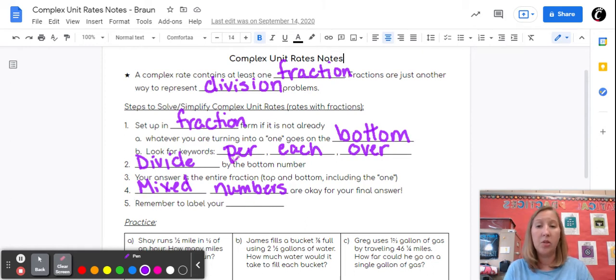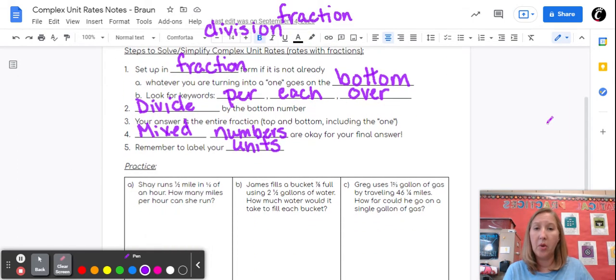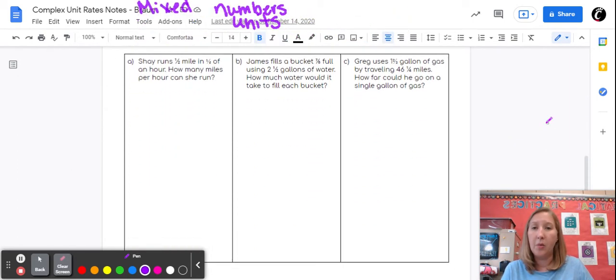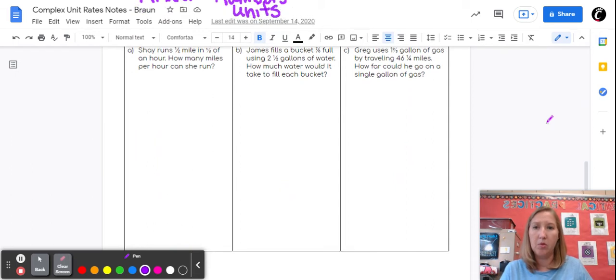And then last, we just want to make sure to remember to label our units throughout the problem. So we make sure that we know exactly what is going where, and we're keeping it straight and we're keeping it organized. Okay, so we're going to do some practice problems here, and we're going to set up these problems and make sure we're doing all of those things. We're going to follow all of our steps.